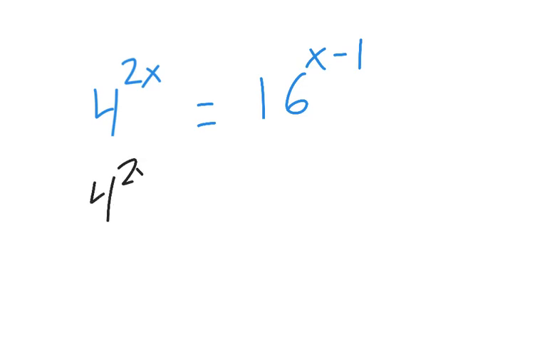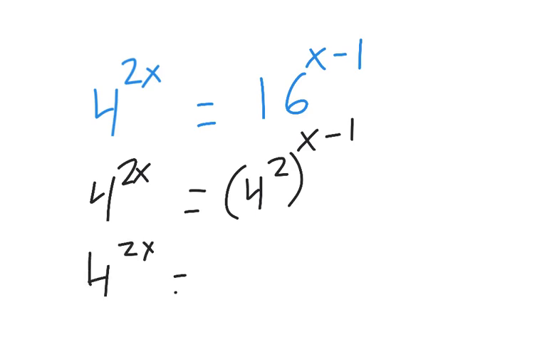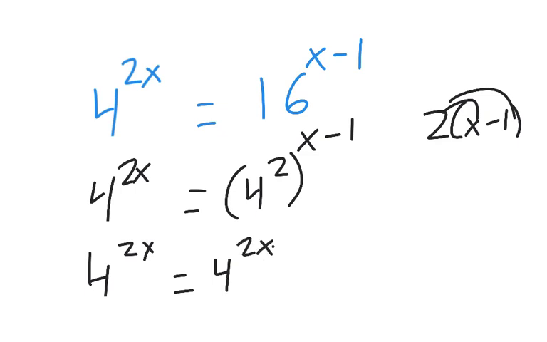Another idea here, so let me make it a little bit more challenging. If I had 4 raised to the 2x was equal to 16 raised to the x minus 1. Can I rewrite both of these with the same base? We could. 16 can be written as 4 squared. So this would be 4 squared raised to the x minus 1. And so now I have a power raised to a power. Anytime I have a power raised to a power, we multiply. So this is 2 times x minus 1. If I distribute there, that is 2x minus 2.